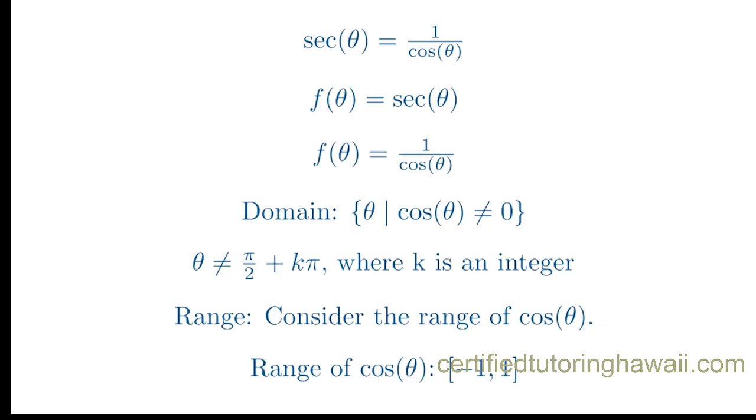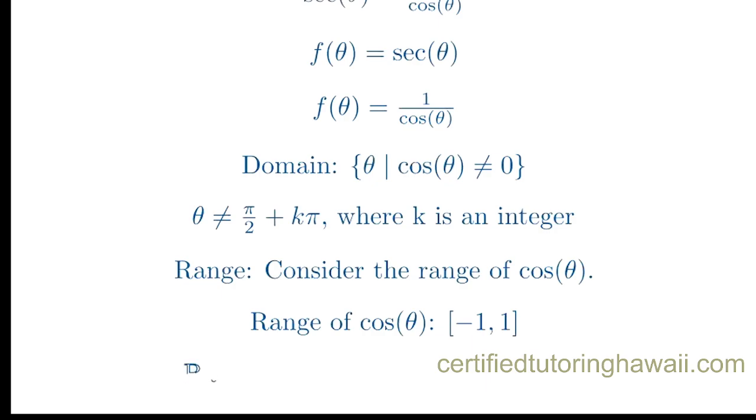But if cosine theta is between -1 and 1, what happens? For example, if cosine theta is 0.5, secant theta is 1 over 0.5, which is 2. Notice that the absolute value increased. This means that the secant function will have a range that is all values greater than or equal to 1, or less than or equal to -1. In interval notation, this is -infinity to -1, union 1 to infinity.